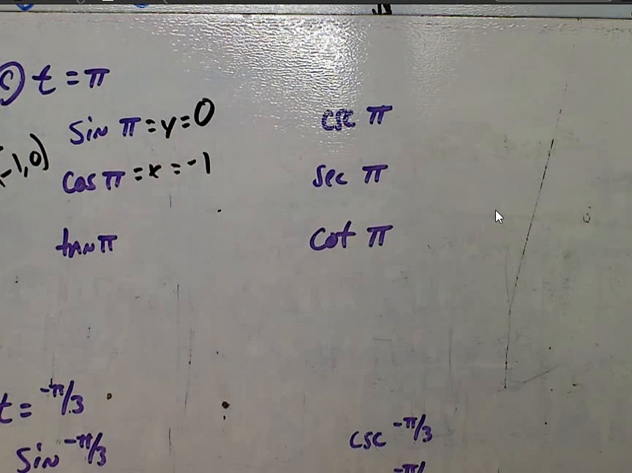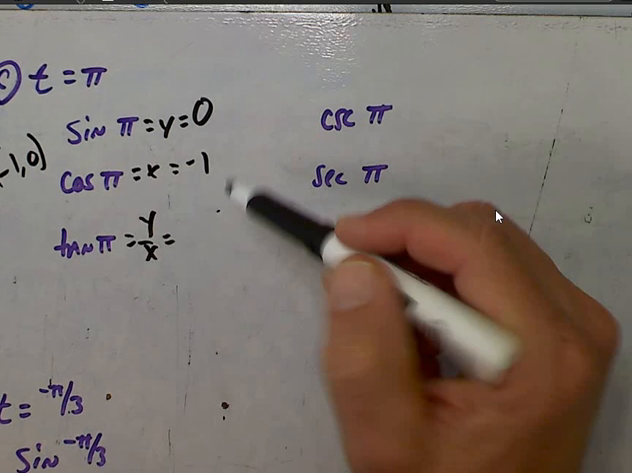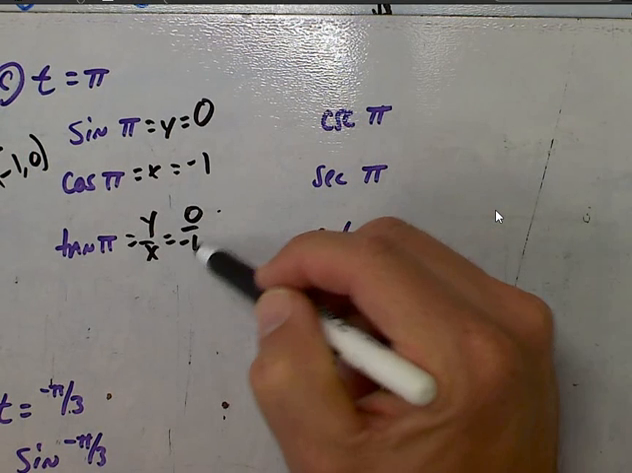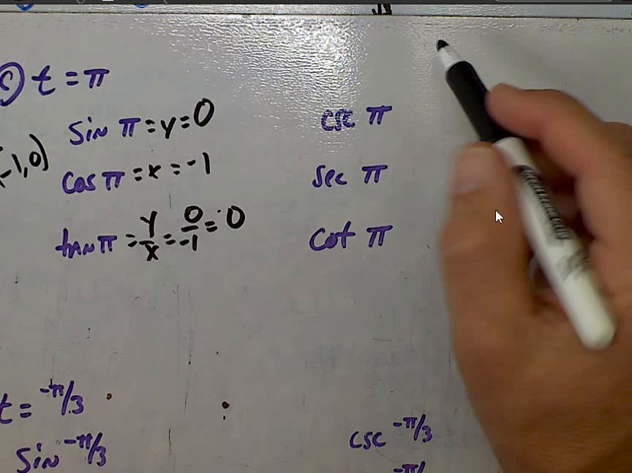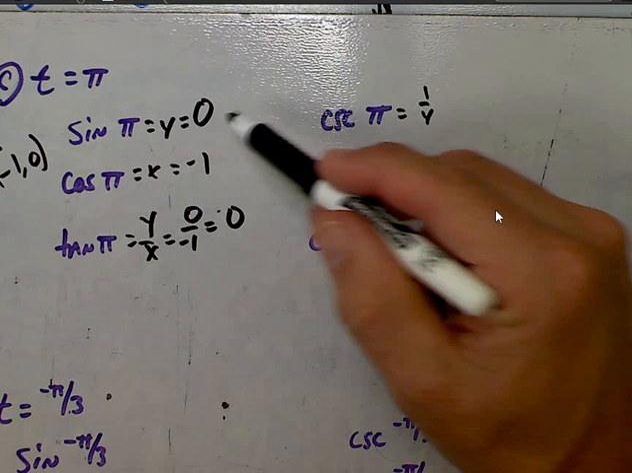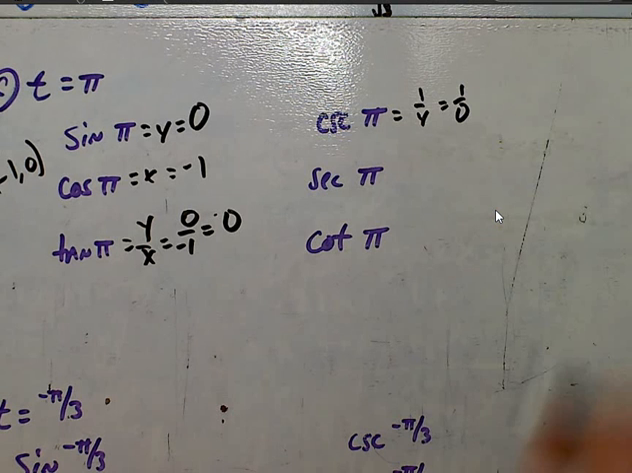Tangent, again, is y over x. So that's going to be 0 divided by negative 1, which is 0. Cosecant is 1 over y. So essentially I flip the y, make it 1 over 0. I can't take 1 divided by 0, so cosecant of pi is undefined.